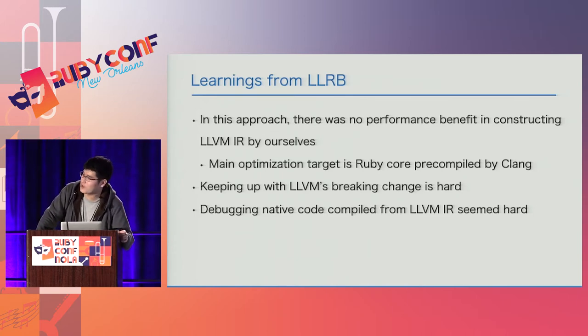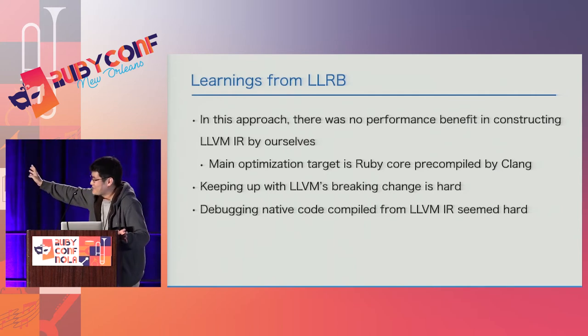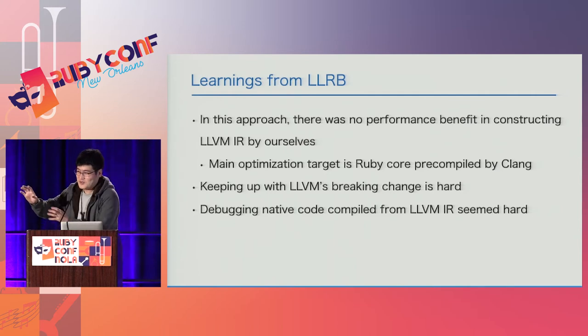So I wanted to tackle another version, built with the C language. An important learning from this is that the main optimization target of LLRB is Ruby core's methods. So directly generating LLVM IR did not have a major impact on optimization. Using Clang would be enough for optimizing the C language code of MRI. So I changed the approach.